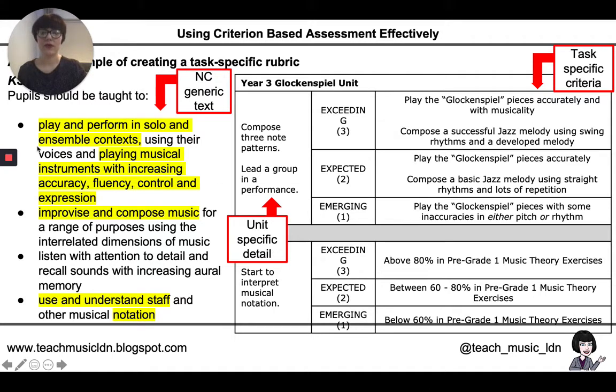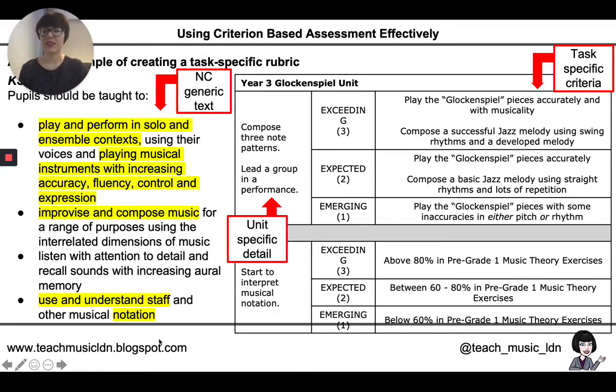We also then translate that into more specific, unit-specific detail. So what does improvising and composing look like? Well, for Year 3 in this unit, I'm going to ask them to compose 3-note patterns. Later on in the year, I ask them to compose 5-note patterns. For instance, we're going to ask them to lead a group in a performance. So they're going to be performing in an ensemble context, but they're going to be leading the group, maybe performing as a soloist when they play their composition.